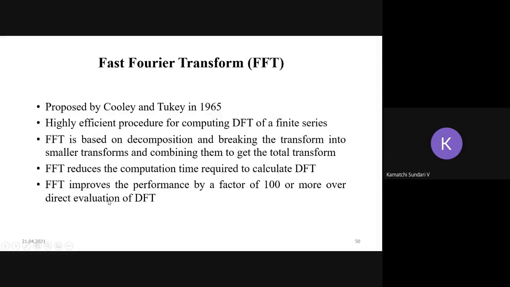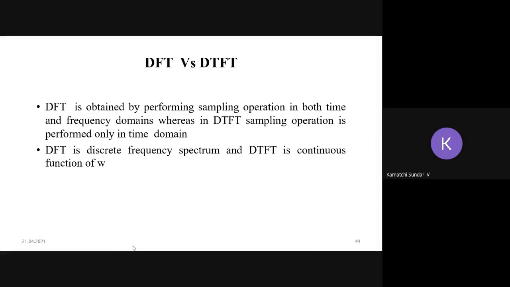And next is the fast Fourier transform, FFT. It was proposed by Cooley and Tukey in 1965. It's a highly efficient procedure for computing the DFT of a finite series. Why are we going for FFT? Here, look at this equation.